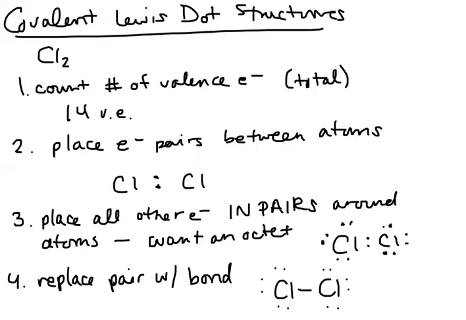Let's move on to a different compound. O2. How many valence electrons do we have? 12. So 2 times 6 equals 12 valence electrons, right? Because oxygen is in group 6A. It has 6 valence electrons. So 2 of them means 12.